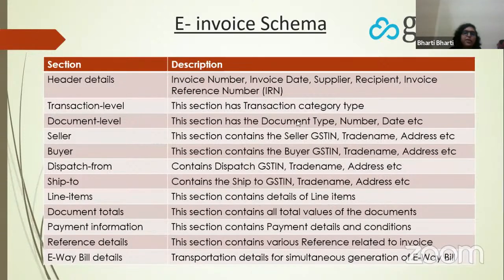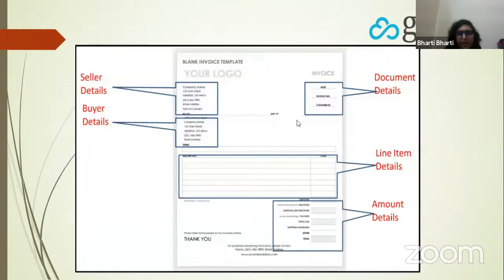So the government has given a specific schema which has to be followed by all the taxpayers who are generating e-invoices. There are various sections which are mandatory and many sections which are optional. So mandatory sections like the document type details or the buyer details, seller details are mandatory. Other details like the ship to or the dispatch from or reference details are not mandatory.